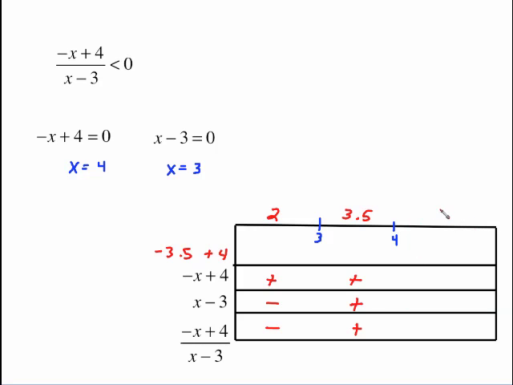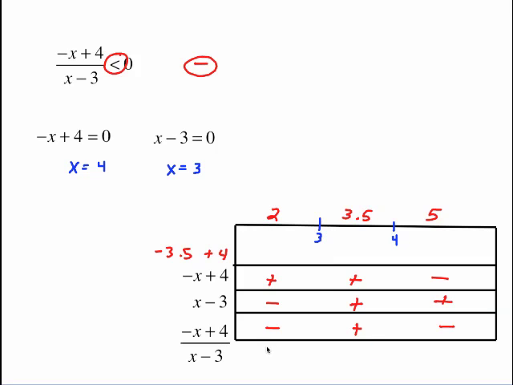Something to the right of 4, like 5. Negative 5 plus 4 will be negative. 5 minus 3 will be positive. A negative divided by a positive is a negative. We're looking at this sign right here, less than. The values that are less than 0 would be the negative values, so that we will shade wherever we see a negative.